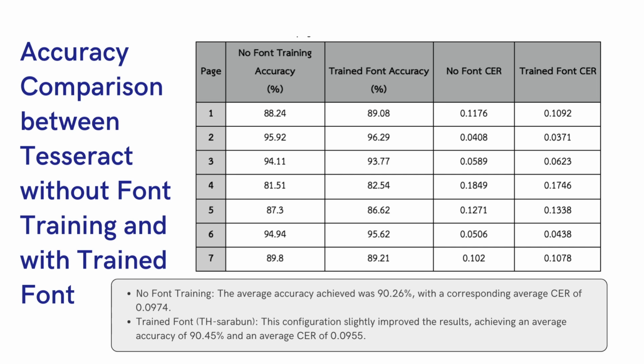Next, let's talk about the accuracies. I made these tables to let you see the comparison between Tesseract without training on fonts and with the training. Without the training, the accuracy was about 90.26%, and with the training, it increased to 90.45%. It's a small change, but it's still better.